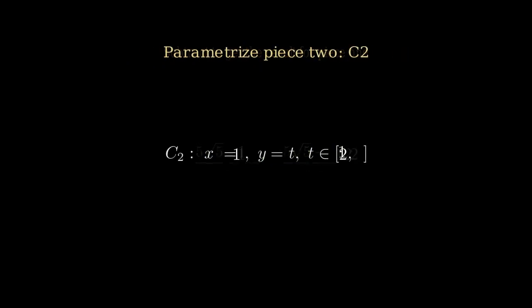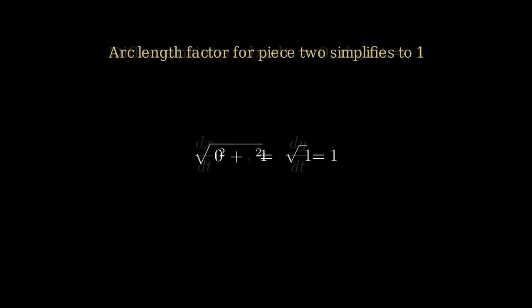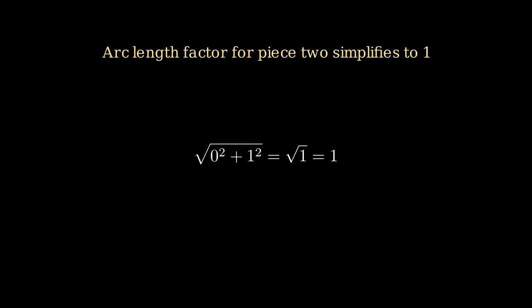Step 9. Now parameterize piece 2. Piece C2 is given by x equals 1, y equals t, with t running from 1 to 2. Differentiating, dx/dt equals 0 and dy/dt equals 1. Step 10. Build the arc length factor for piece 2. The square root of 0 squared plus 1 squared is just the square root of 1, which equals 1. This piece's arc length factor simplifies beautifully to just 1.